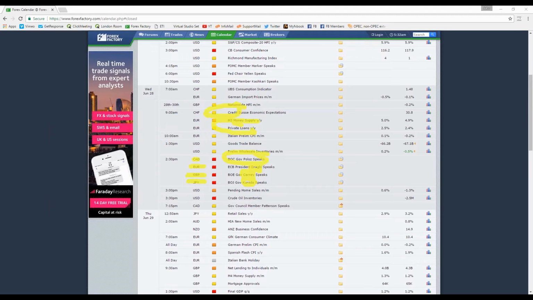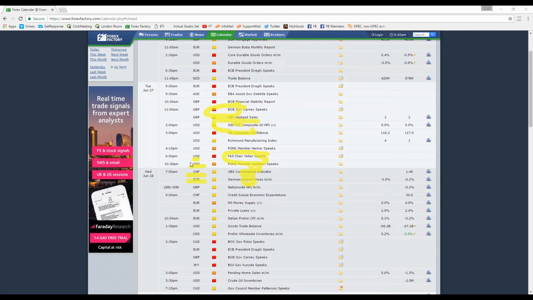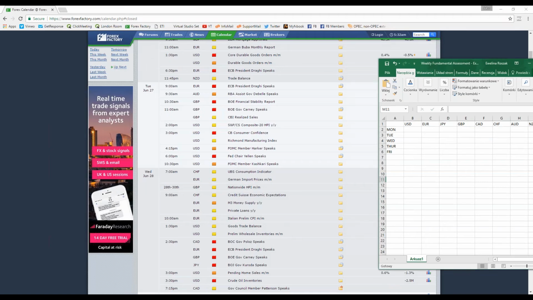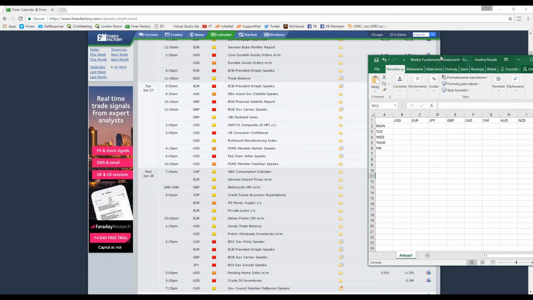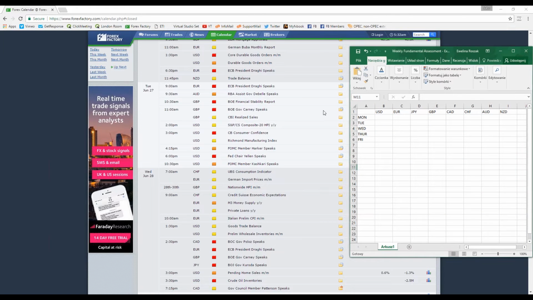So let's just go back up. Let's get rid of this first. So we're going to start off with the capital X on the euro for today, and we're also going to have a small x for the core durable goods on the US dollar.